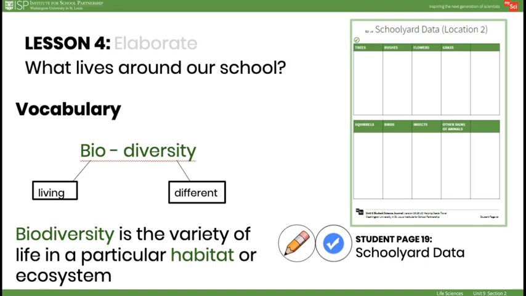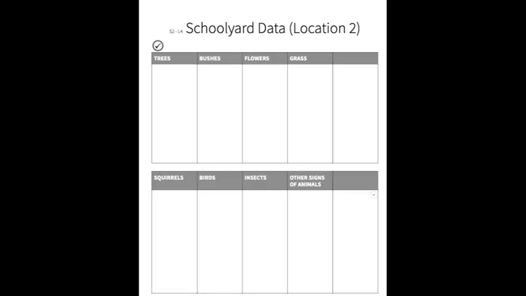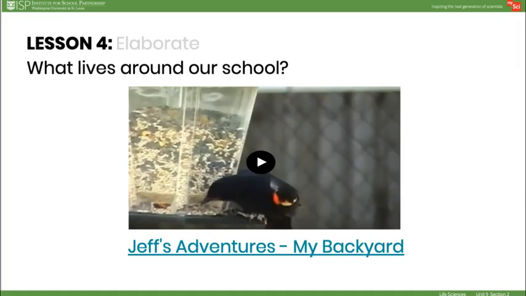Then take students to a second location around the school that looks different than the first one you observed. Give them time to collect schoolyard data on this second location on Student Journal page 19. Then they can compare what they found in the two different habitats. Note that if there is not an opportunity to view animals in the schoolyard, this video on animals seen in the backyard could be viewed and discussed instead.